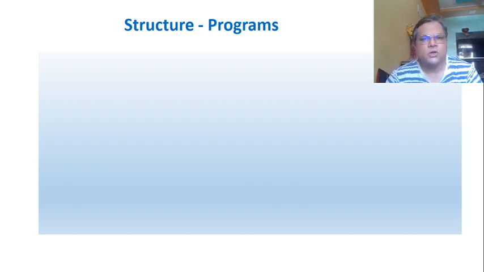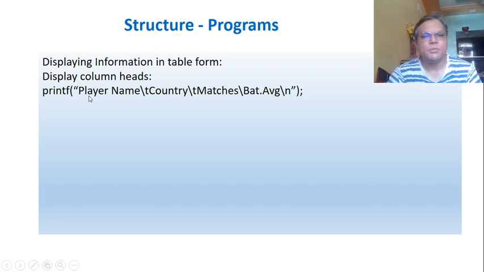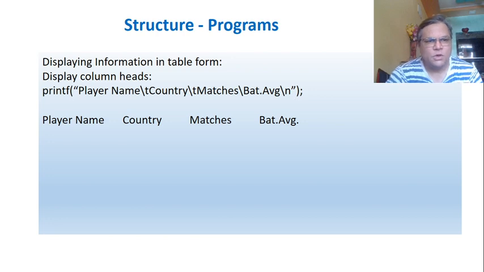After reading all the records from the user, our aim is to display them in a table form. And you know, whenever we want to display information in table form, a table will consist of many columns and every column will have its unique column head. So our first aim is to display column heads. This can be achieved by writing a simple printf command like this. It will simply display player name, then space, country name, then space, matches, space, and then batting average, and then it will change the line.